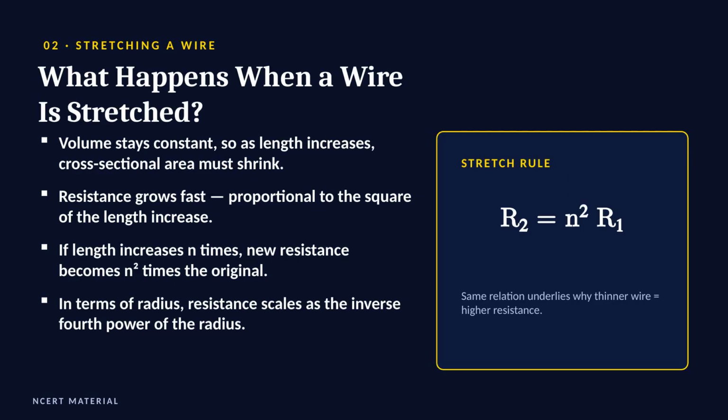Here's a classic numerical concept. What happens when you stretch a wire? Since the volume of the wire stays constant, as the length increases, the cross-sectional area must decrease. This causes the resistance to increase quite dramatically. In fact, if the length becomes n times the original, the new resistance becomes n squared times the original resistance. In terms of radius, resistance varies as the inverse fourth power of the radius. This little trick shows up again and again in exam problems, so keep that n squared relation firmly in mind.